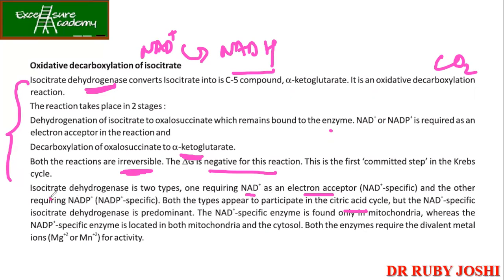So you have 2 types of isocitrate dehydrogenase, one needing NAD plus and the other needing NADP plus. Both types appear to participate in the citric acid cycle, but the NAD plus specific isocitrate dehydrogenase is predominant. It is found only in mitochondria, whereas the NADP plus specific enzyme is found in both mitochondria and cytosol. Both these enzymes require divalent metal ions like Mg2 plus or Mn2 plus for activity. So this is about isocitrate dehydrogenase.